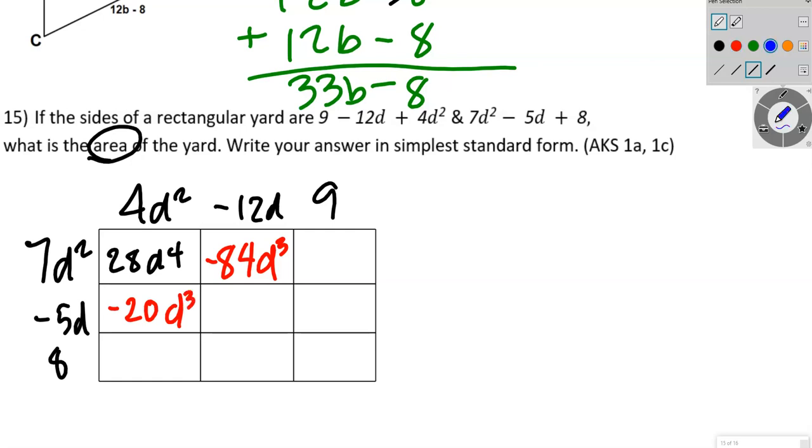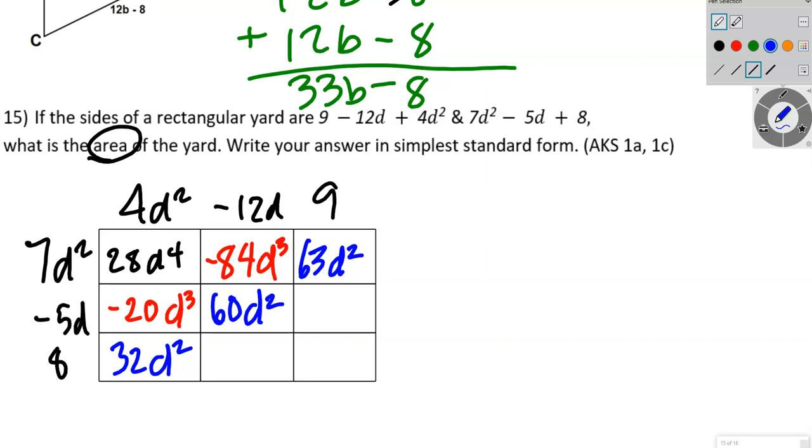Now we're going to do 9 times 7. That's 63, and that's d to the 2nd. And then we're going to do negative 12 times negative 5. That's 60, d squared. And we're doing 4 times 8. That's 32, d squared, right?